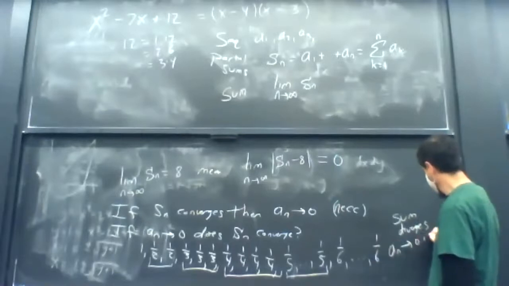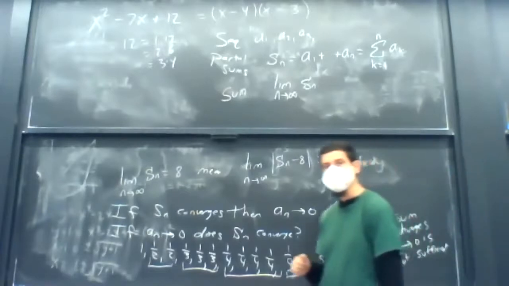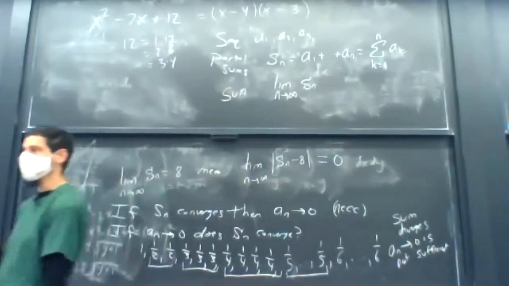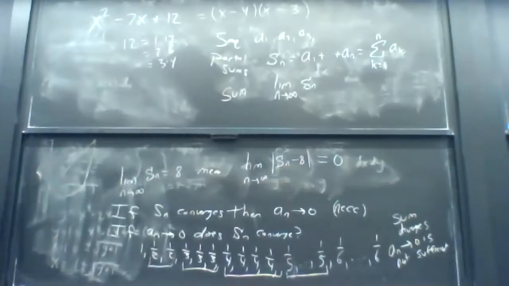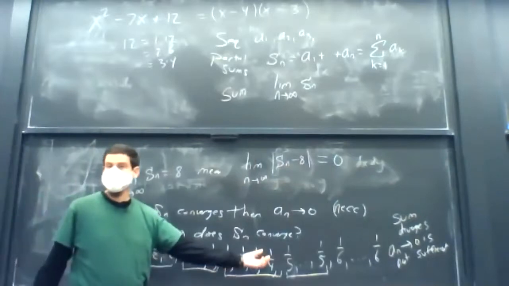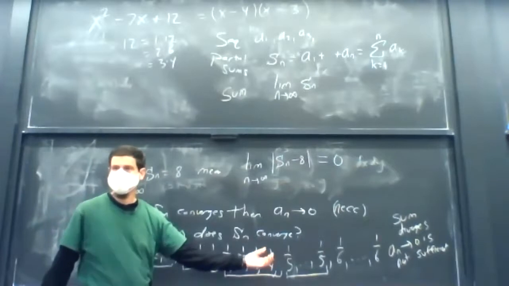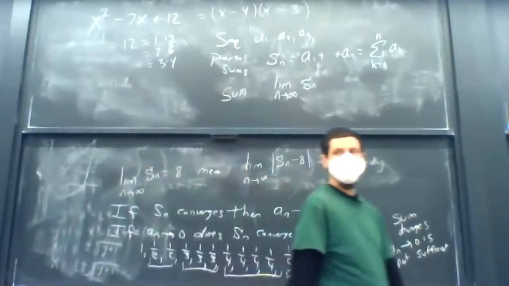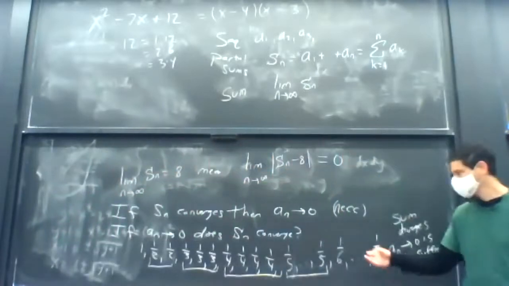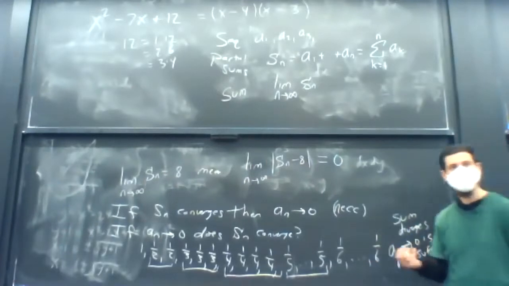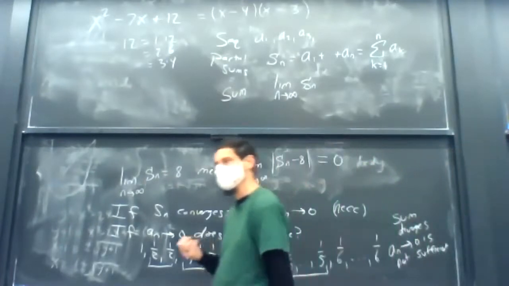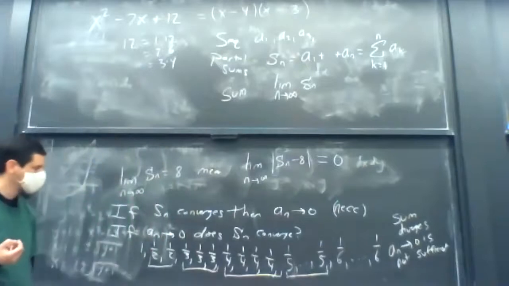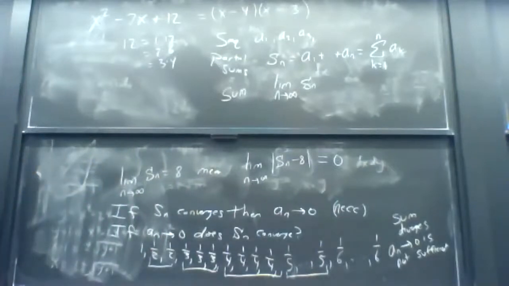An going to 0 is not sufficient. So it's always good to try to come up with some examples. And here, the terms are clearly tending to 0. And if you give me a number like 1 over a million, I can tell you exactly how long I have to wait before every term is less than 1 in a million. But I have rigged it so that the sum will diverge.